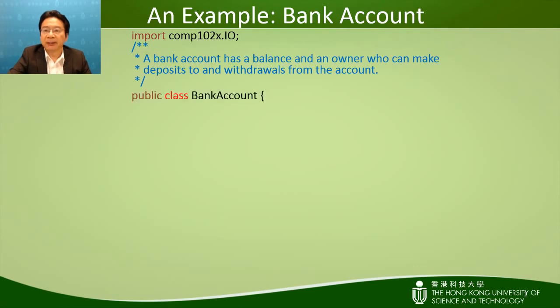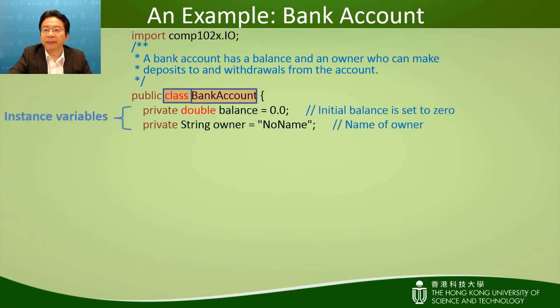The first line after the comment is the declaration of a class with the name BankAccount using the keyword class. The name BankAccount is an identifier with upper camel case. The actual definition of BankAccount is enclosed in a pair of curly braces, which begins with some declaration of instance variables. These variables capture some important properties about different instances of bank accounts. In this case, two instance variables are declared here.